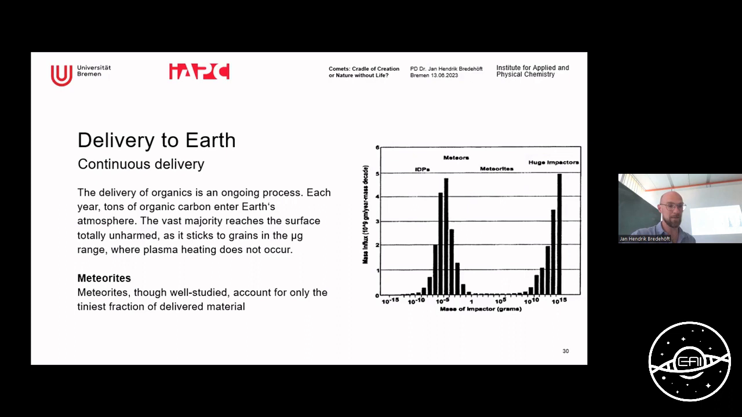Funnily, meteorites with sort of sizes in the several kilogram range, which we know about a lot and which we can collect and do analysis on, are really the outliers. Much of the mass comes from really huge impactors that hit every few billion years only, but then deliver enormous amounts of substance, and the slow and steady rain of microgram particles. And meteorites are actually the exotic outliers. But we know a lot about these exotic outliers.